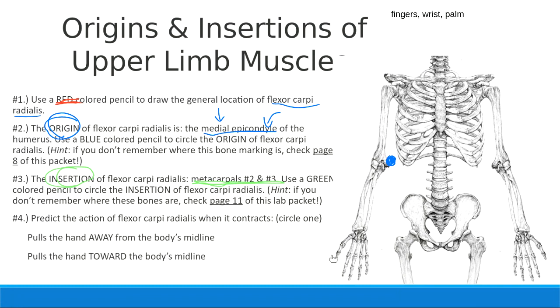So Pilar is asking for a good way to remember them. The way that I like to remember them is that the metacarpals, these bones right here, are the place where the phalanges meet with the carpal bones. So metacarpals, where the phalanges meet the carpals.